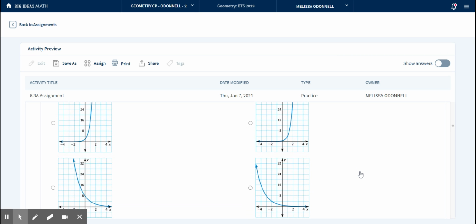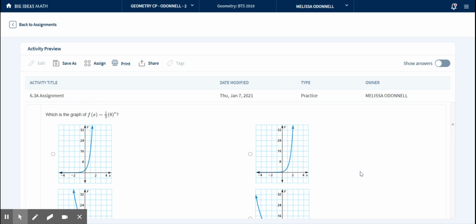Got a question on number 5 from 6.3, and it's all about the transformations on our exponential functions. So first thing we want to do is figure out what graph we're looking at, right? So we're looking at the graph f of x equals 1/2 times 8 to the power of x. One of the fastest ways to figure that out, you can remember that we are looking for a y-intercept of 1/2.